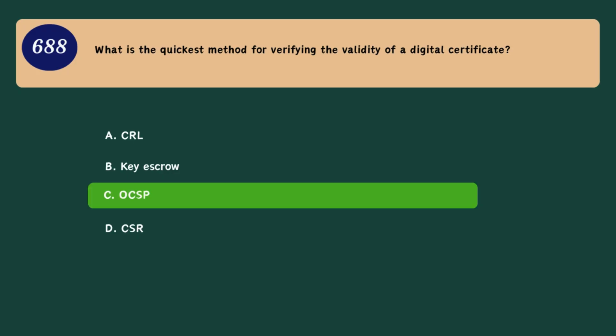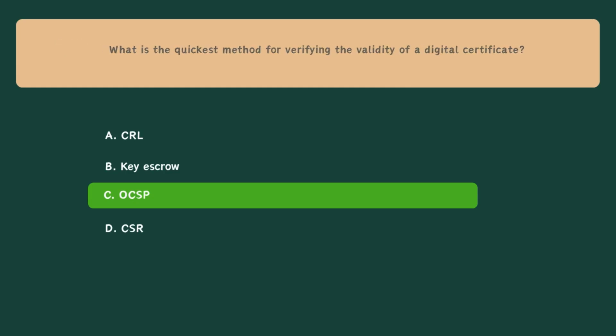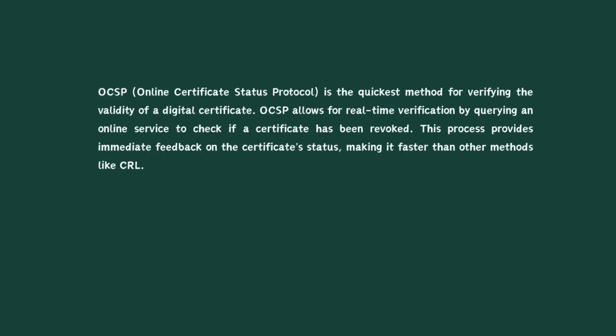Correct answer. C. OCSP. OCSP, Online Certificate Status Protocol, is the quickest method for verifying the validity of a digital certificate. OCSP allows for real-time verification by querying an online service to check if a certificate has been revoked. This process provides immediate feedback on the certificate's status, making it faster than other methods like CRL.